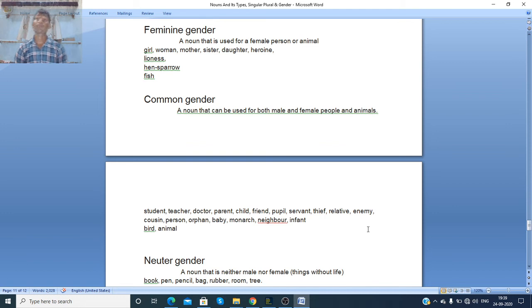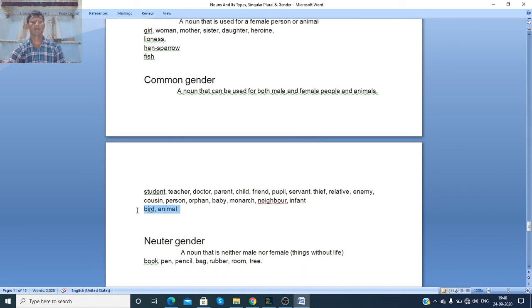Enemy, it doesn't matter whether it is a girl or a boy, we use enemy. Cousin, whether he or she, we use cousin, person, orphan. When we say person, we can use the word for both male and female. Orphan, baby. When we say baby, it's not about male or female; it can be used for both. Baby, monarch, neighbor, infant, and birds and animals are for common gender.